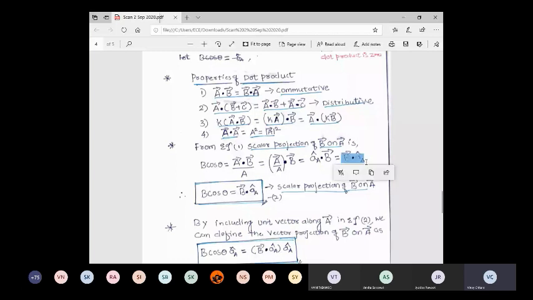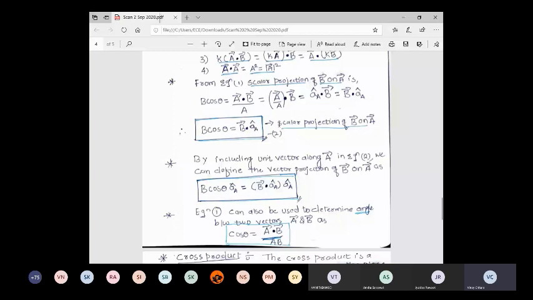Okay, so now we are clear about the scalar projection of B on A, which is given as B cos theta, which is equal to B dot the unit vector along A. Now you can see this is a scalar quantity, a number. Can I make it a vector?